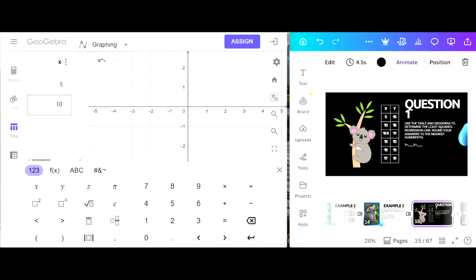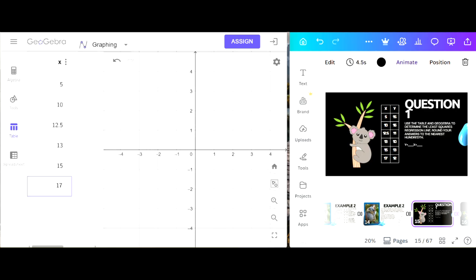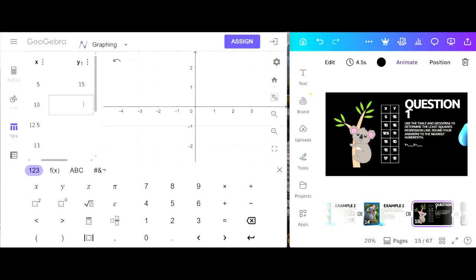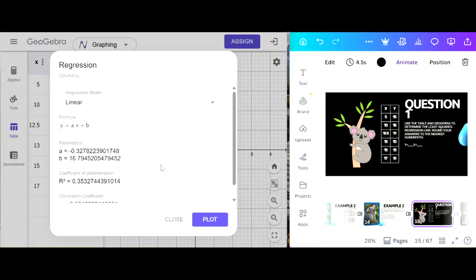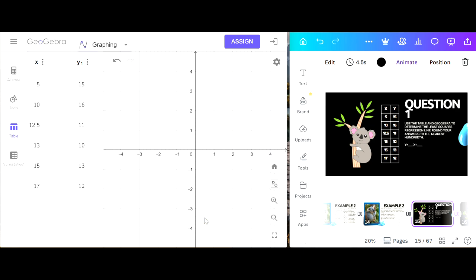We have 5, 10, 12.5, 13, 15, and 17. I'm going to scooch this over a little bit so I have more room. I'm going to come up here and go 15, 16, 11, 10, 13, 12. Okay, and then we're going to go 3 dots, regression, plot. We're going to zoom out so we can see it.